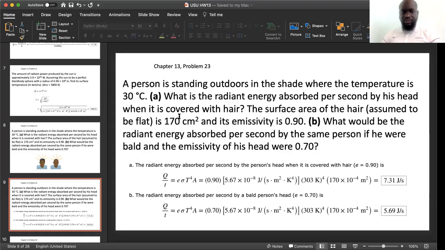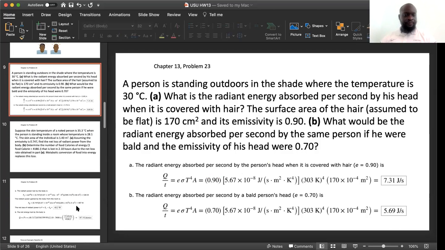You are given the temperature in degrees Celsius. The trick to solving this problem is that your temperatures in this case are going to be in Kelvin. For 30, we add 273 to get the temperature to be 303 before we raise it to the power 4. And the same for this one. Everything is the same. The only thing that's changing is the emissivity. Is that okay? The emissivity is the only thing that's changing. That's how you get the two different answers here. Okay.